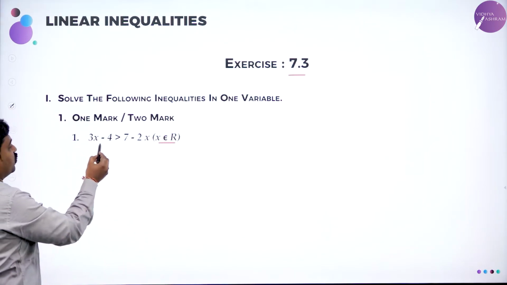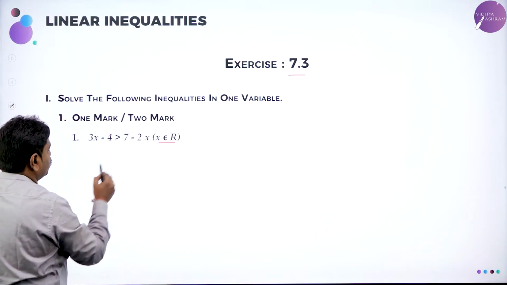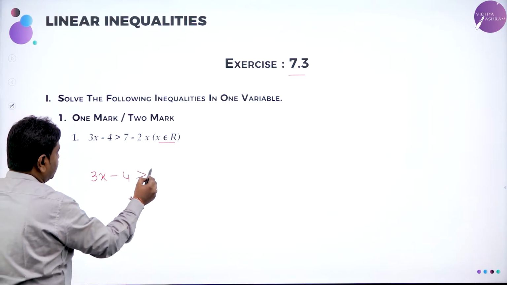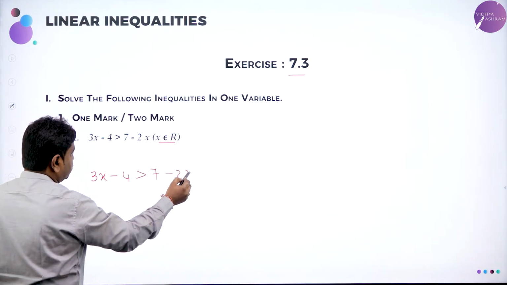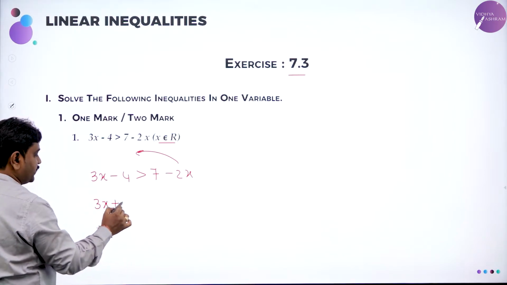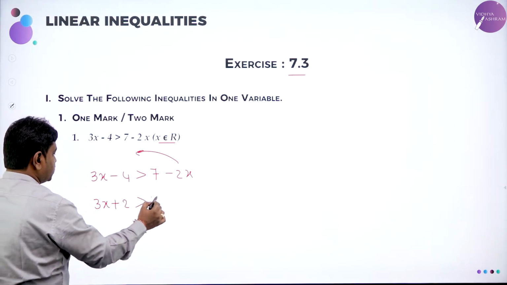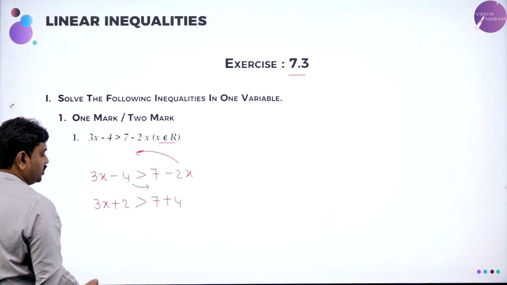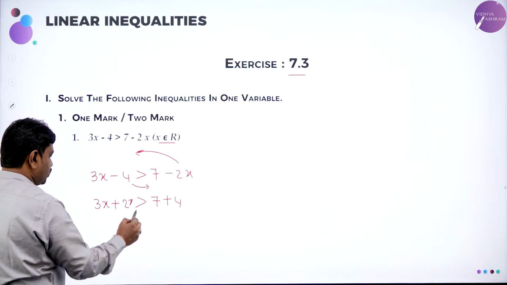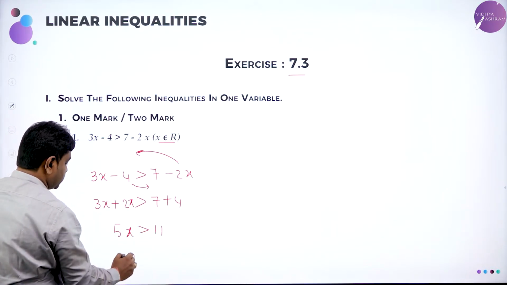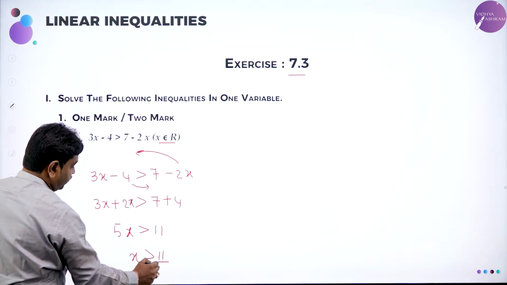So 3x minus 4 greater than or equal to 7 minus 2x. Question is 3x minus 4 greater than or equal to 7 minus 2x. Bring minus 2x to LHS, it will become 3x plus 2x greater than or equal to 7. Transfer minus 4 to that side, it will become plus 4. And 3x plus 2x is how much? 5x. 5x is greater than or equal to 11. So x is greater than or equal to 11 by 5.